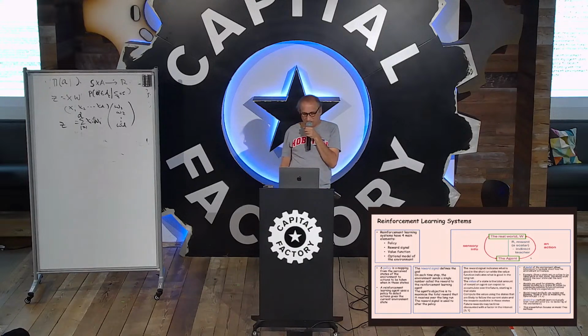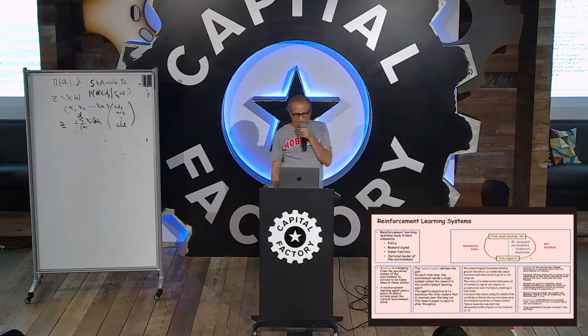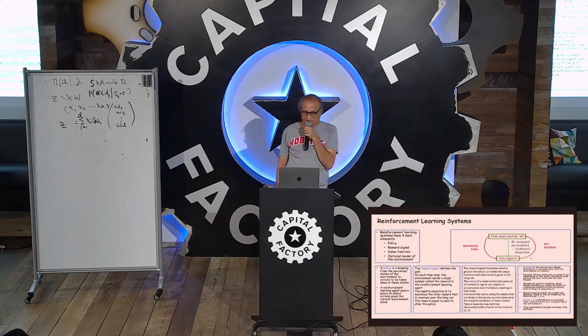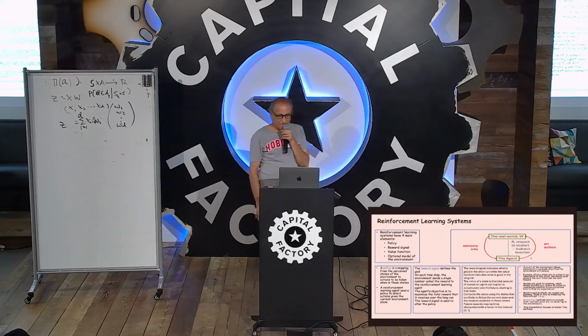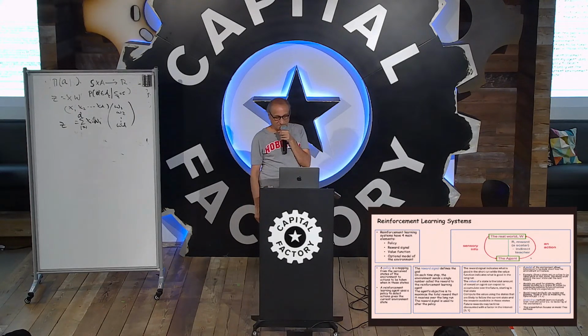Then you have a reward signal that defines the goal. At each time step, the environment sends a single number called the reward to the reinforcement learning algorithm. The objective of the algorithm is to maximize the total reward. That is what we're trying to do. So the reward signal really indicates what is the best reward in the short term. Also, it indicates what's good in the long term.